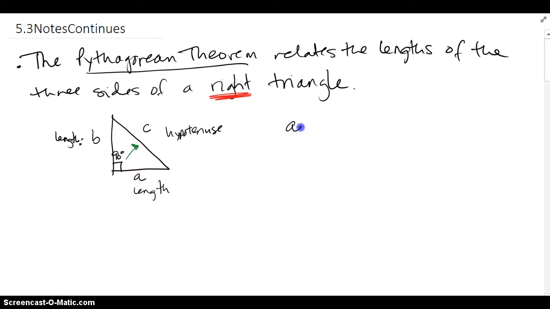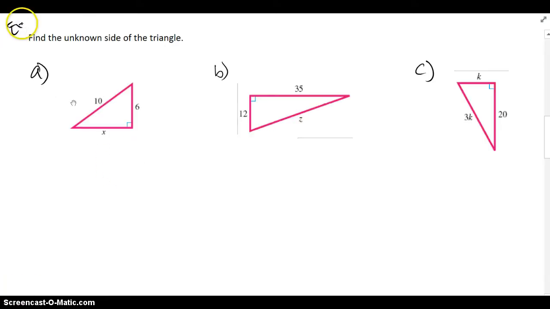The formula that relates them is basically length squared for one leg plus the length squared for the other leg, and that equals C squared. So this is the length of the bottom leg, this is the length of the other leg of the triangle. A squared plus B squared is always equal to C squared, and it always has to be a 90-degree right triangle. Let's look at this example, which says find the unknown side of the triangle.